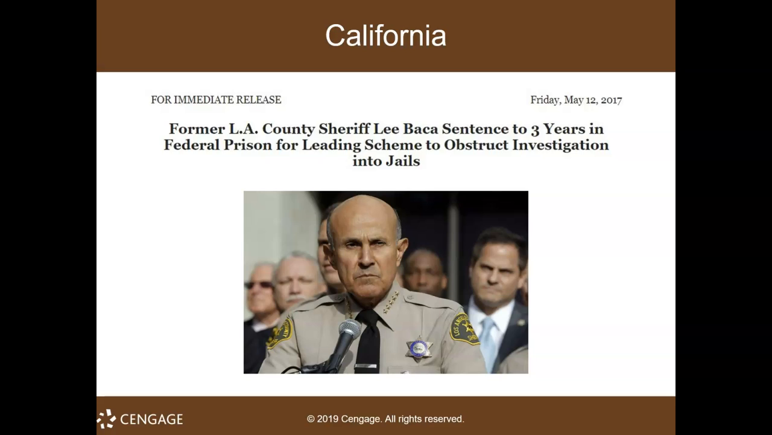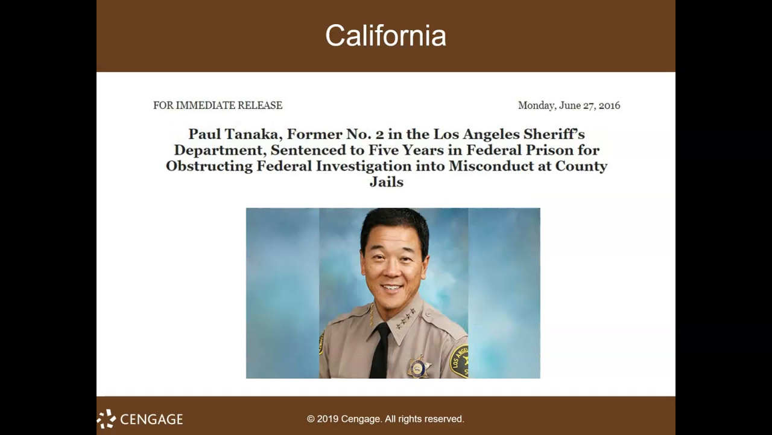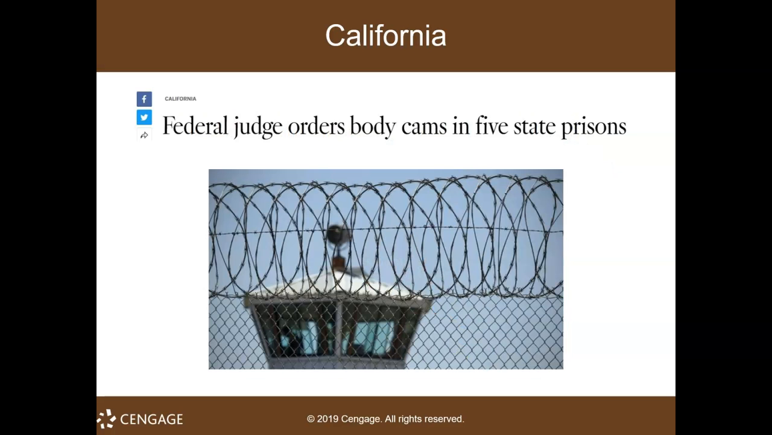And you can see what happened here. So this is an article that's dated May 12th, 2017, and you can see former LA County Sheriff Lee Baca sentenced to 3 years in federal prison for leading the scheme to obstruct the investigation into the LA County Jail. So this is kind of the conclusion, if you will, of what happened. Paul Tanaka, the former number 2 in the Sheriff's Department, sentenced to 5 years in federal prison for obstructing federal investigations into misconduct at the county jail. And this was an article you can see that was Monday, June 27th in 2016.